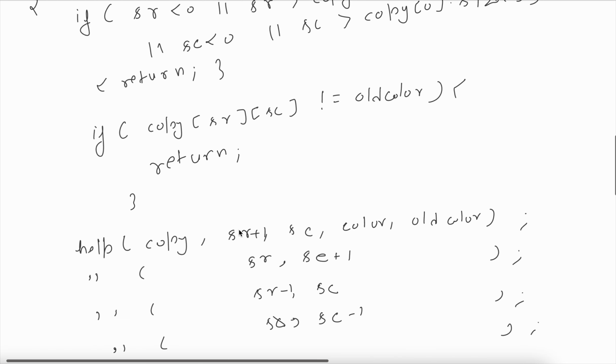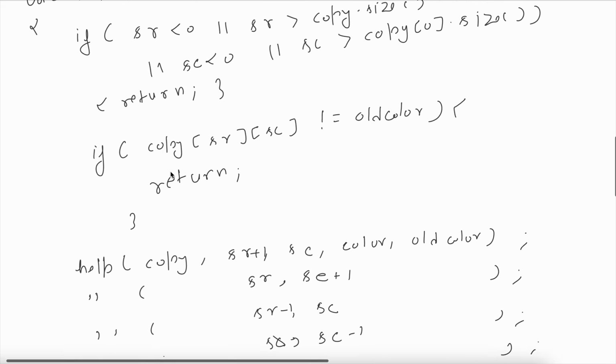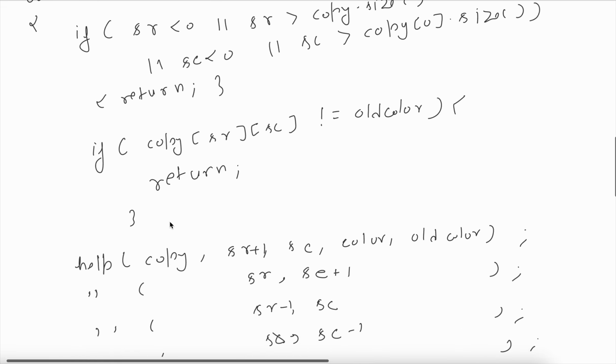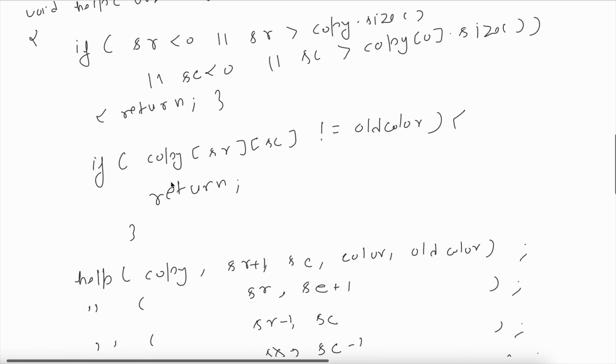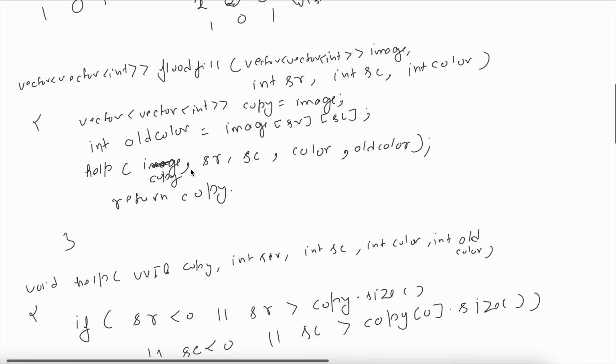Now we have done all this, but we haven't updated the color yet. We have written the base case and called the recursion, so where is the copy updating? After the base case, we will update this color to the new color. Simple. I kept it for last because I wanted to show you where the copy gets updated. After that you can return the copy.